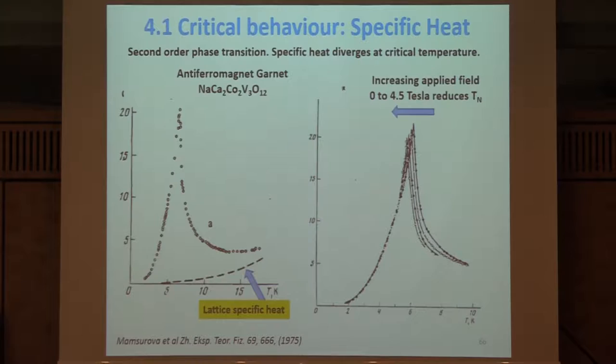Here's some beautiful work going back to '75, an absolutely beautiful lambda-like singularity in the specific heat. This is the total specific heat. I'm sure it wasn't easy at the time. But what makes it relatively easy is that here they're plotting what the lattice specific heat is. So the dominant contribution is actually a magnetic contribution.